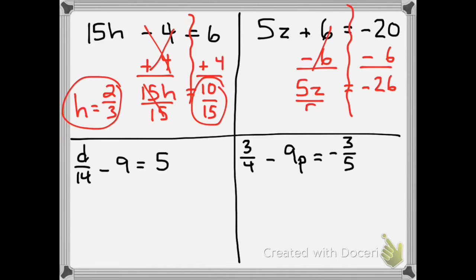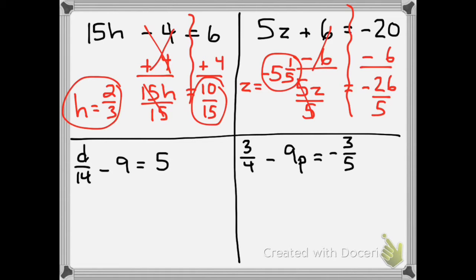We divide by 5. Okay, now we have an improper fraction, so we need to fix that. All right, still going to remain negative. 5 goes into 26 5 times with 1 left over. So we have negative 5 and 1/5.